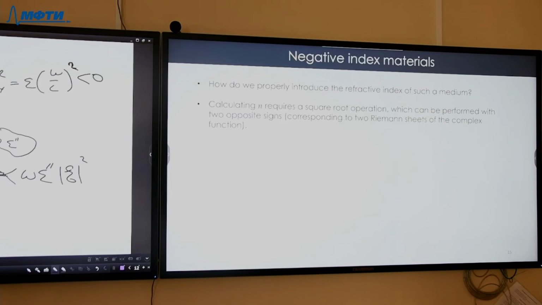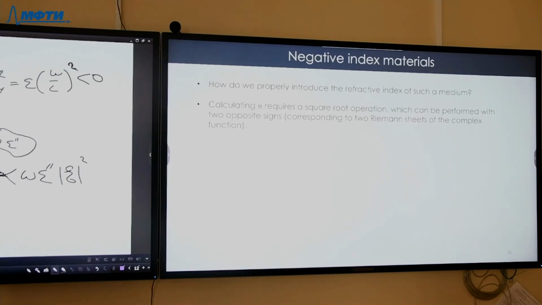And the square root, if you look at it in the context of complex analysis, you realize that a square root is a two-sheet function. It has the plus Riemann sheet and the minus Riemann sheet, and you can choose whichever sheet you like. For positive index materials, it was somehow obvious to us that we should choose the positive Riemann sheet of the square root function that gives us a positive refractive index, and everything makes sense. What do we do in the case of a double negative medium, a double negative material?